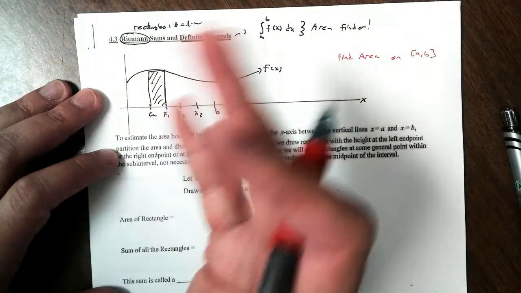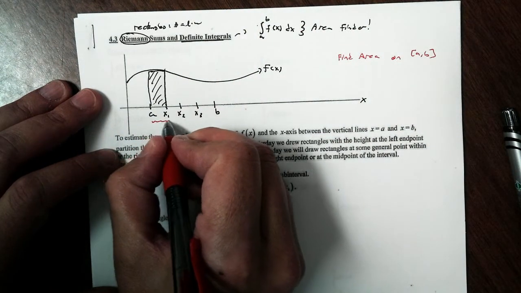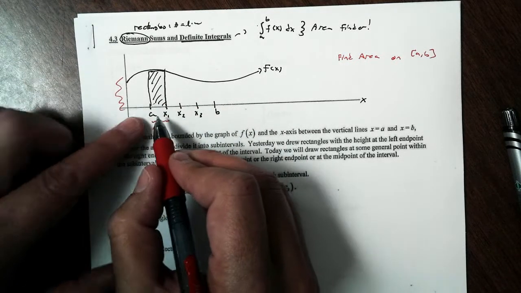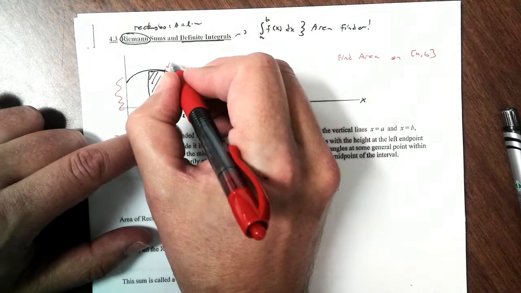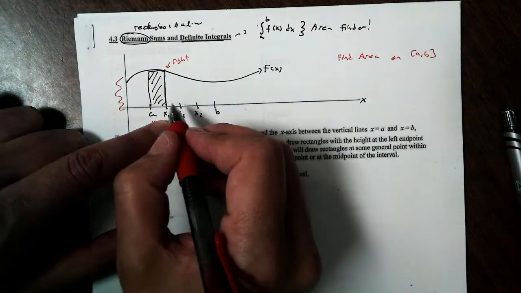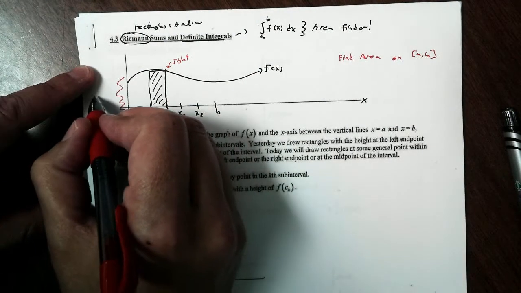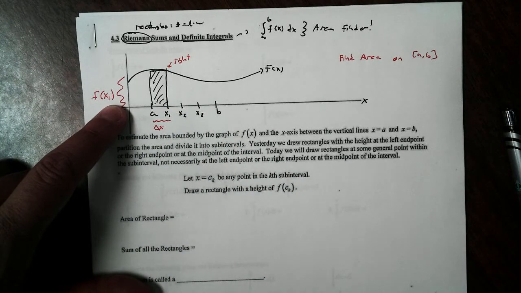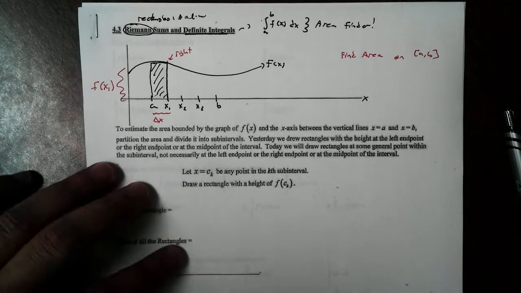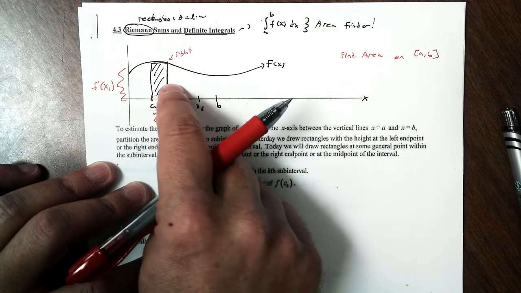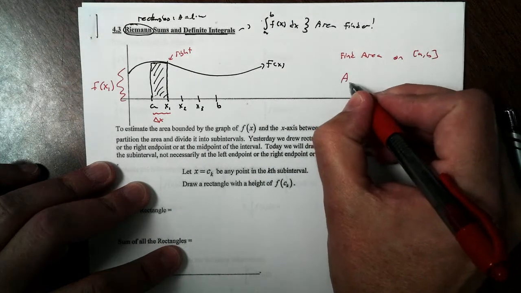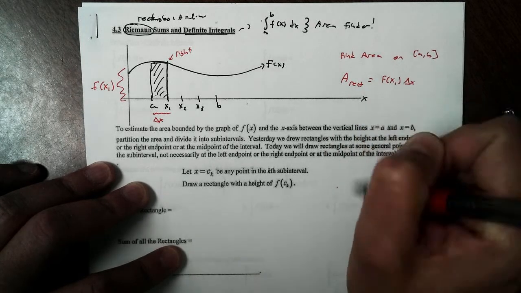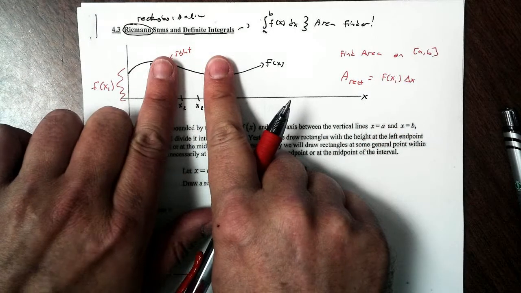So we have to go and find that area. Well, we know the width of our rectangle. Yesterday we called that delta x. And the height of our rectangle, we use the value at x1 because we use the right-hand rule in this case. So to get the height of our rectangle, we use the value at x1, so f of x1. And we said the area of that one rectangle is just going to be f of x1 delta x. And then we would do the same for all of those.